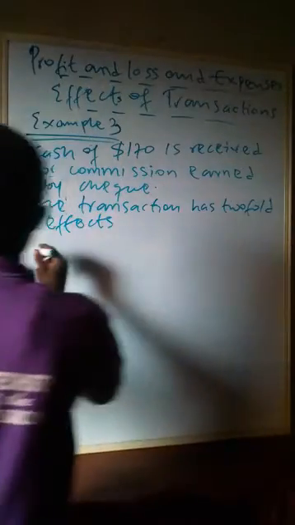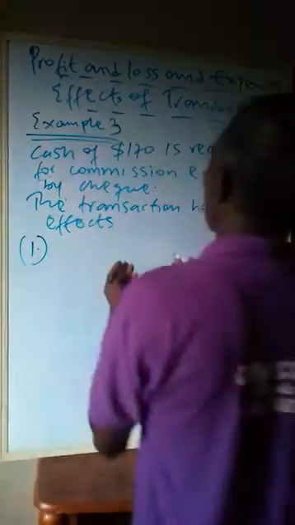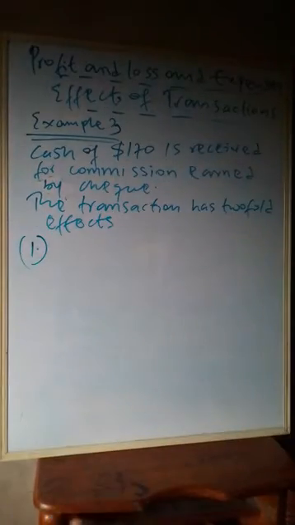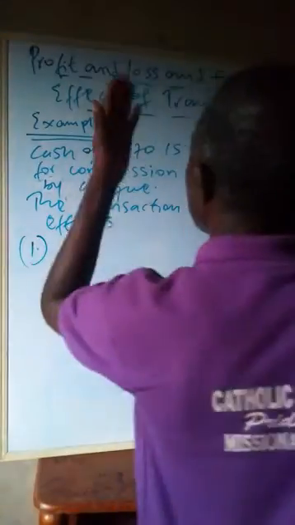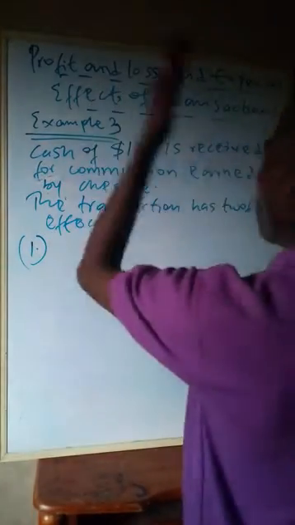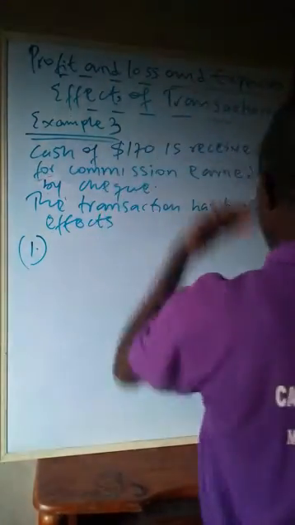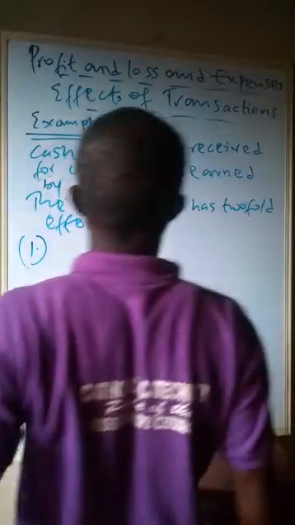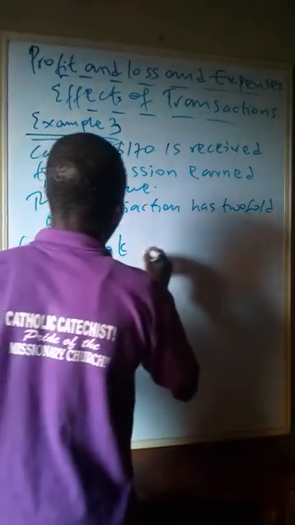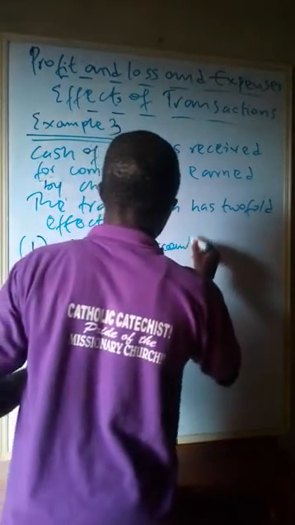So this has twofold effect. What is one? What is the debit entry here, and what is the credit entry here? So the debit entry here: cash of $170 is received for commission earned by check. Commission earned, received by check. That is bank. That is the debit entry, bank account.